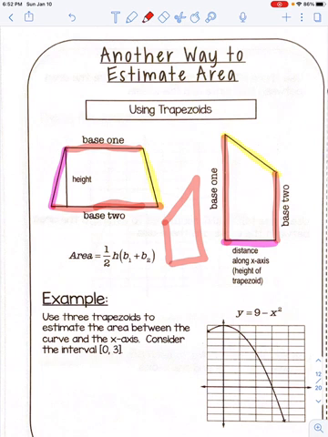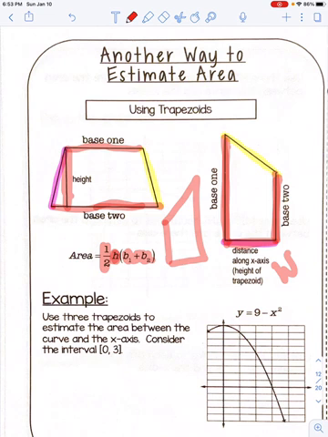Now you could also have one that does that, okay? The area of a trapezoid is 1/2 height, base 1 plus base 2. So base 1 is this height and base 2 is that height. Your height that was here is now the distance along the x-axis. So it's technically now your width, okay?